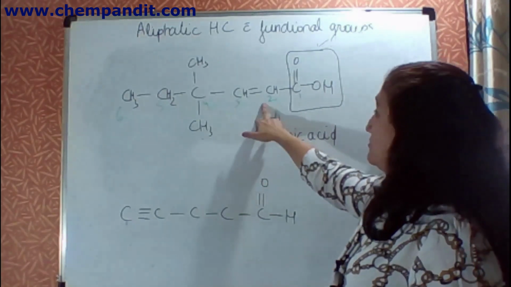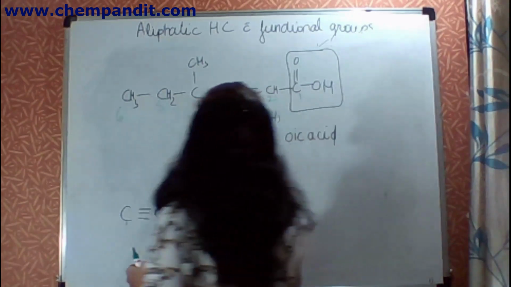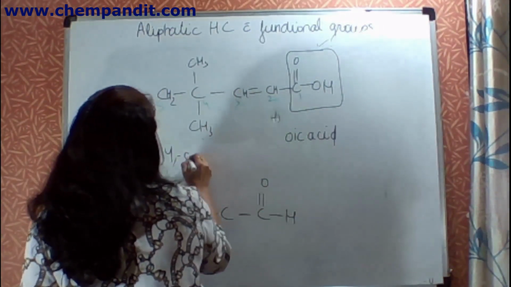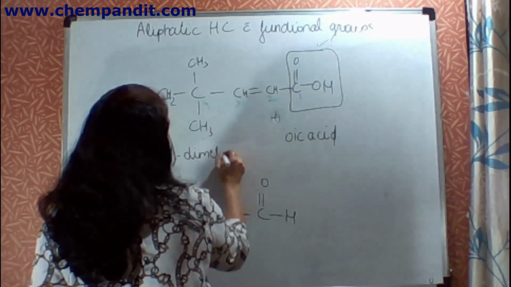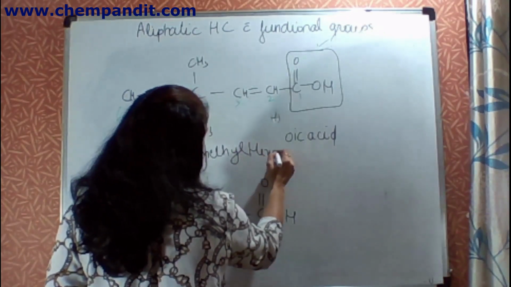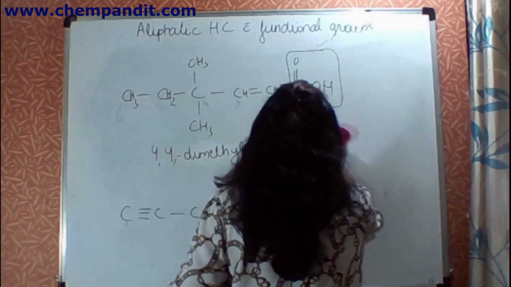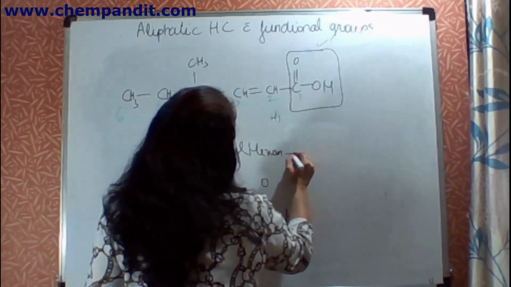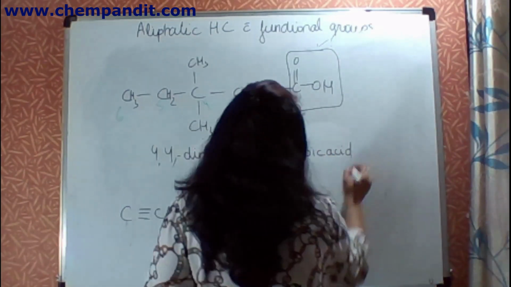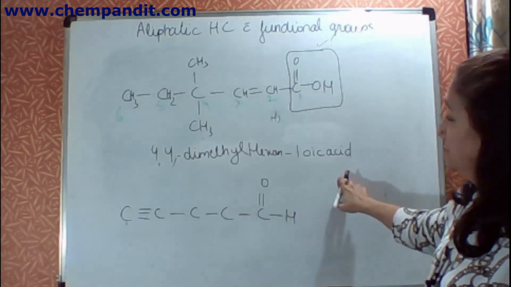Now there's a double bond also at 2 position. So the name of this compound becomes 4,4-dimethyl hexane 1-oic acid.